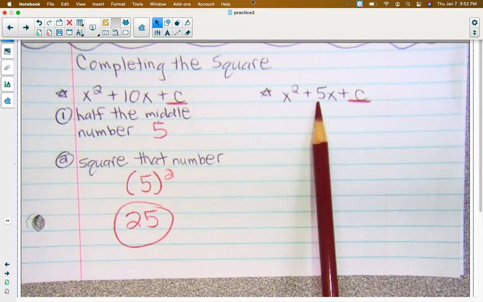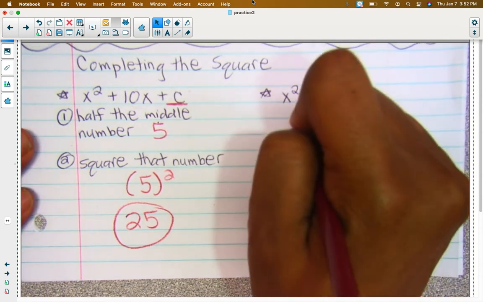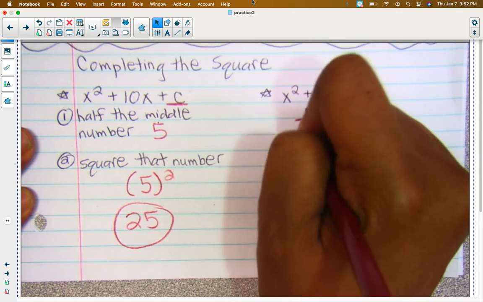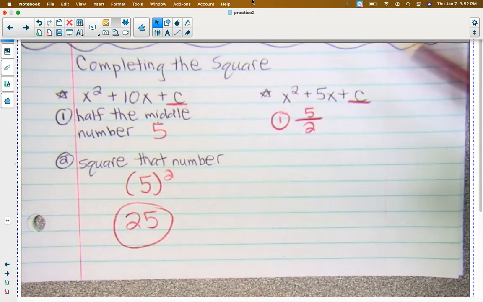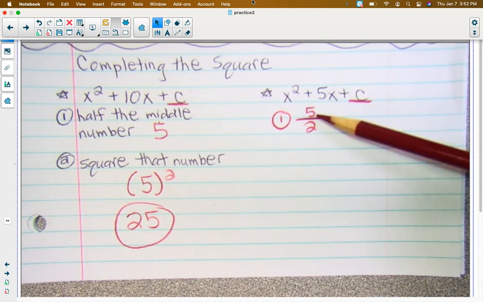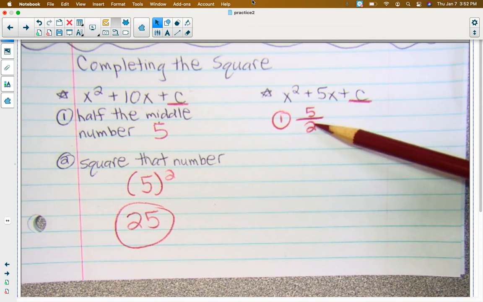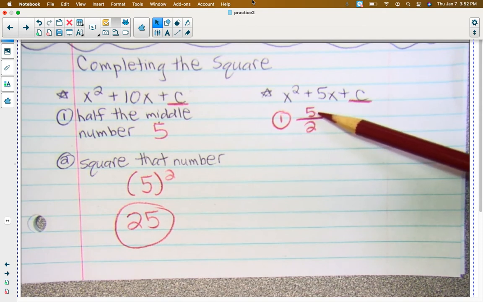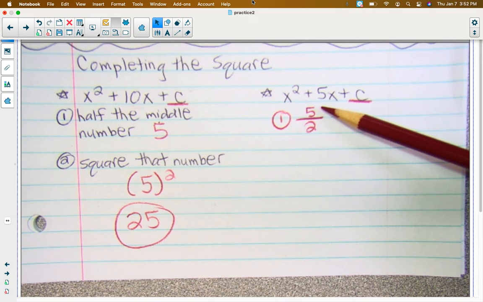I'll do the same thing over here. We're going to take half of this number. It's okay to get a fraction, so there's nothing wrong with a fraction. So if I take half of this number, we got 5 halves. So half of 5, 5 divided by 2, is 5 halves. Yes, you can give it to me as 2.5, but it's not going to benefit you when we get ready to solve using completing the square. So go ahead and leave it as an improper fraction.